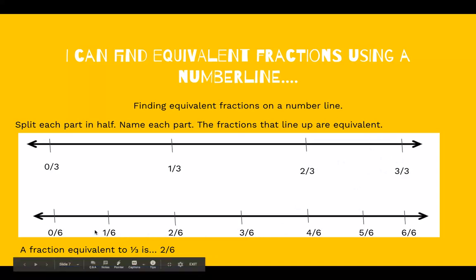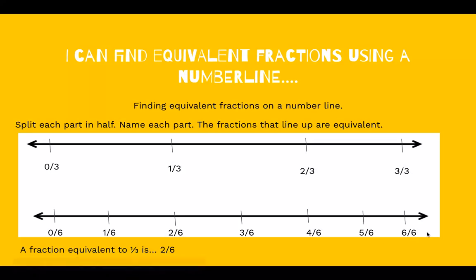Then I need to label or name each of those parts and then look for the fractions that line up. Those are my fractions that are equivalent. So this number line has already taken the thirds and split them up in half. Each of those fractions is already named. 0 out of 6, 1 out of 6, 2 out of 6, 3 out of 6, 4 out of 6, 5 out of 6, and then 6 out of 6 are a whole. The fractions that line up or match are the ones that are equivalent.